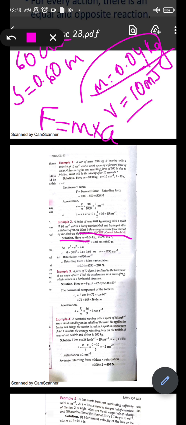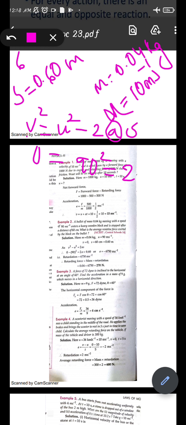Similarly, what is the question? What is the average resistive force? We have to find the force here. And for force, what is the formula? Mass into acceleration. But mass is given, and velocity is given, not acceleration. But we have s with us, so we can find the acceleration with the help of the equation of motion. Since the bullet of the mass is moving with the speed, it enters into the wooden block, so it will stop.